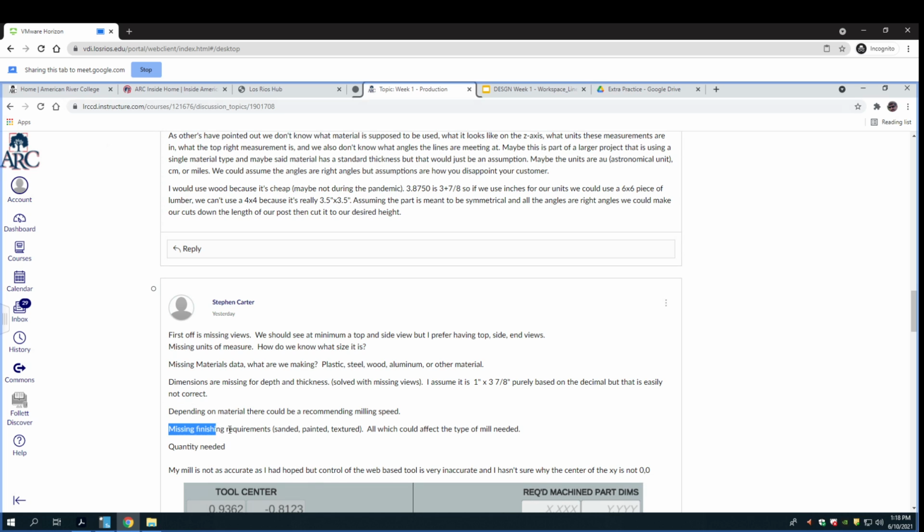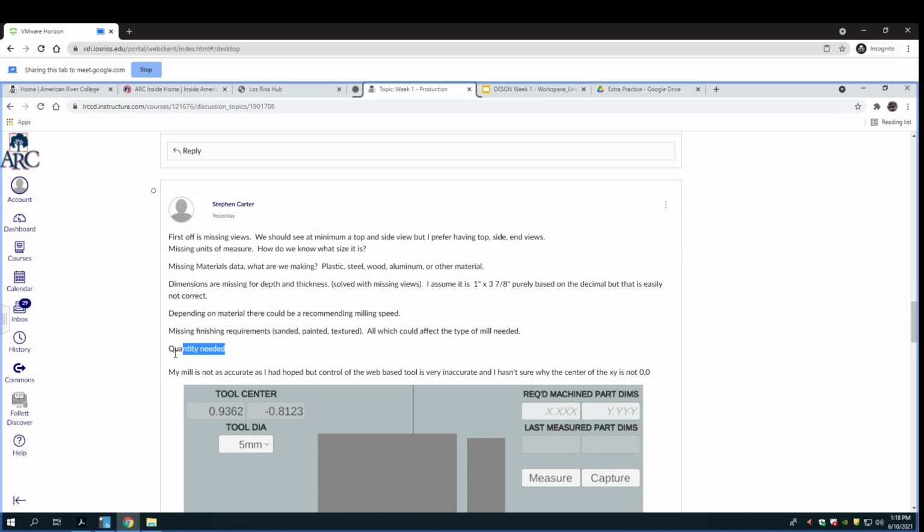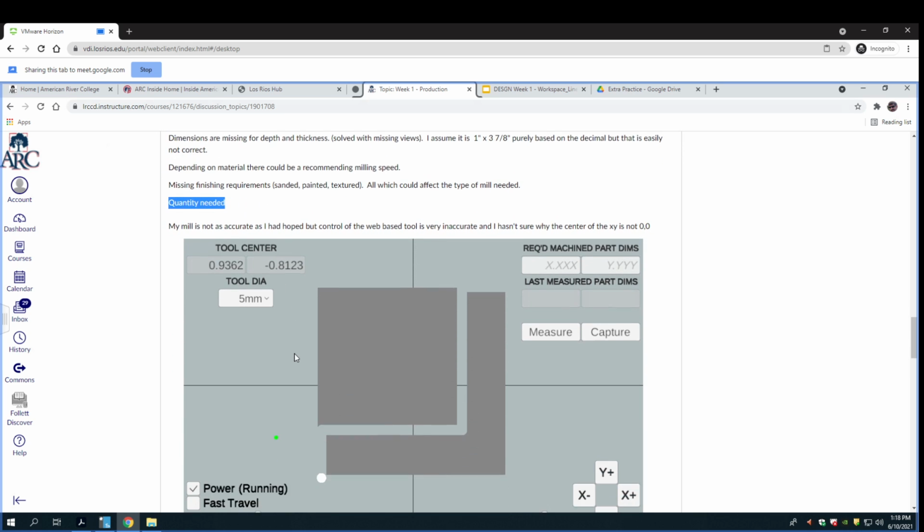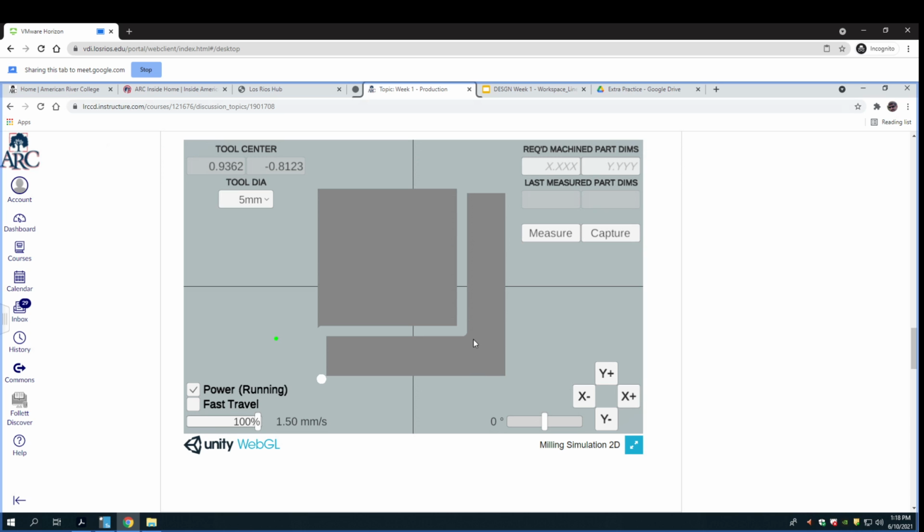Here's a really interesting one. Finishing the material. What do you do with it? Do you sandblast it, bead blast it, paint it, texture it somehow? Do you deburr it? Things like that. How many are needed? That's sometimes on the drawing, sometimes on the work order. I'm going to show you another thing. Look at this right here. This little part. Right here. What's that radius called? Anybody know what that radius is called?